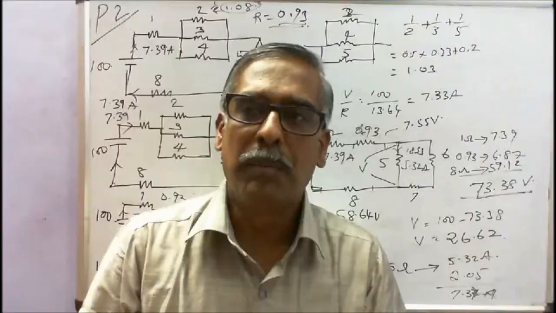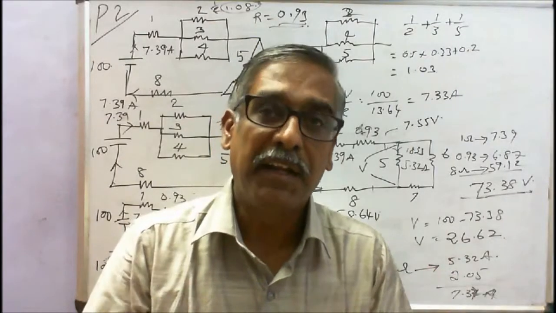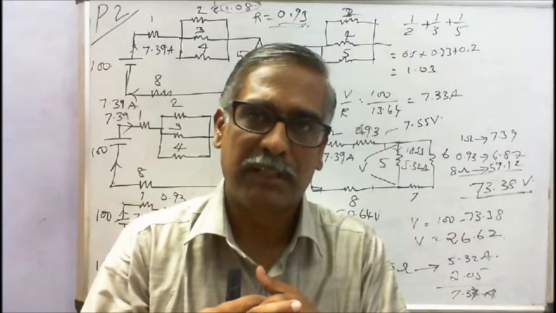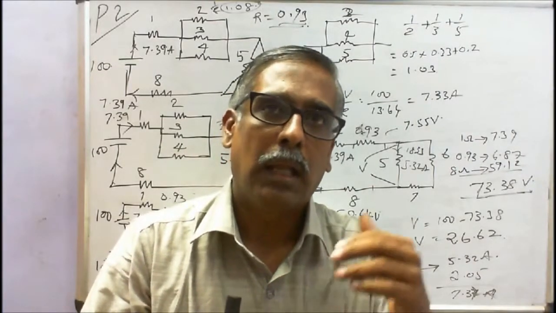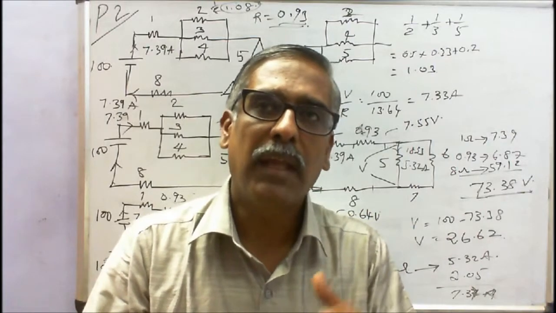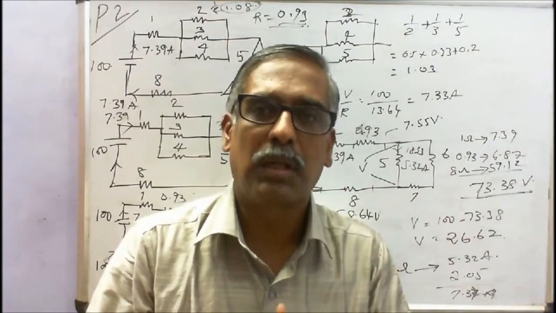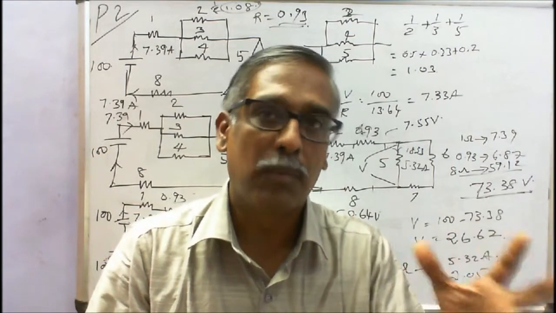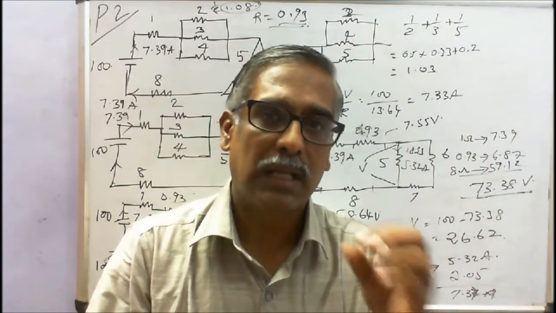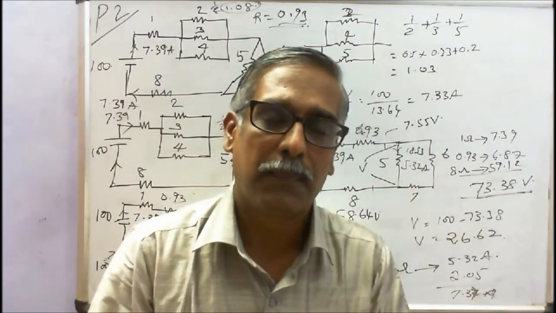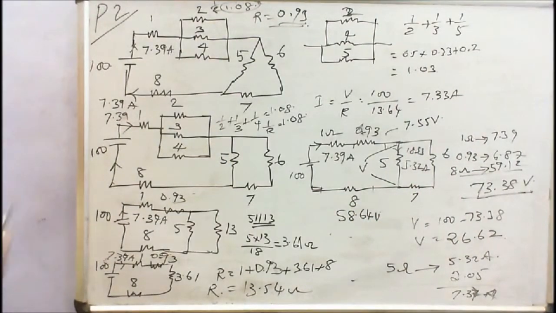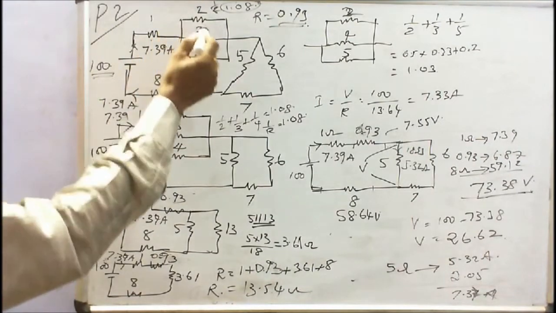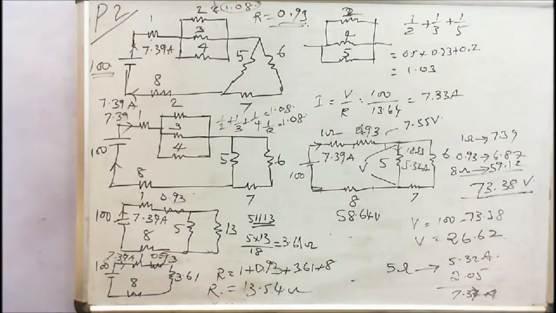The second problem is there are 8 resistors connected in series and parallel combination. The question is find the total resistance in the network and what is the current flow in the 5 ohm resistor. What is the current in the 5 ohm resistor? So this is the 100 volt supply. 1 ohm resistance is connected. The 2, 3, 4 all are connected in parallel.